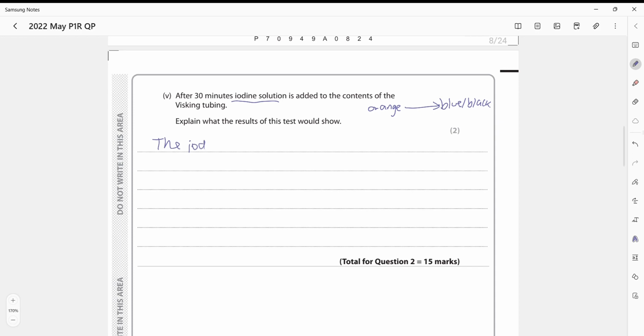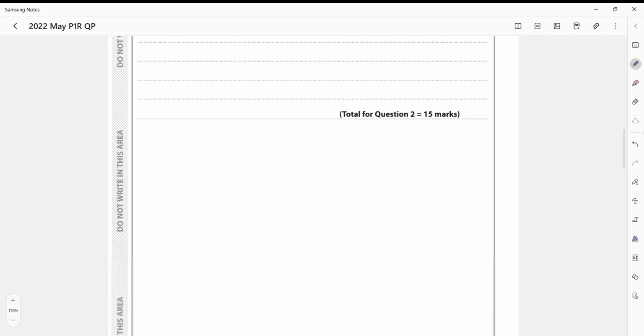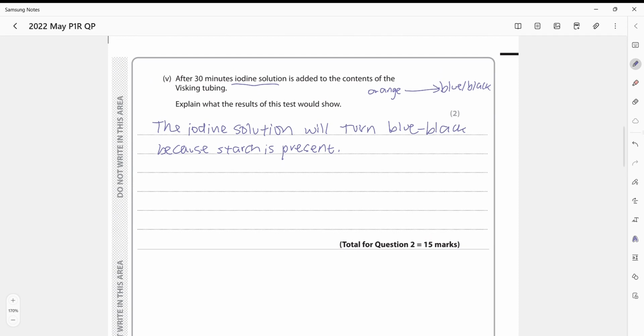The iodine solution will turn blue black because starch is present. Okay. So those are the 2 marks. Another mark that you can also say is this is because starch is too large to pass through the Visking tubing.